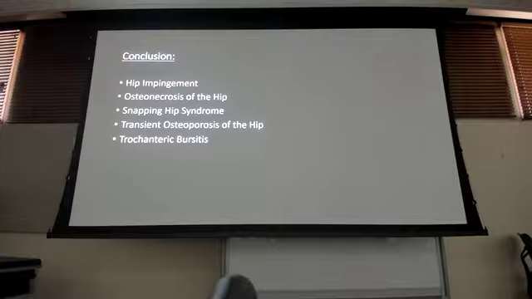What's that also known as? That's also called a cam deformity, or the bump, as some people say. And pincer type. Can you have both kinds together? Yes. So don't fall for that.